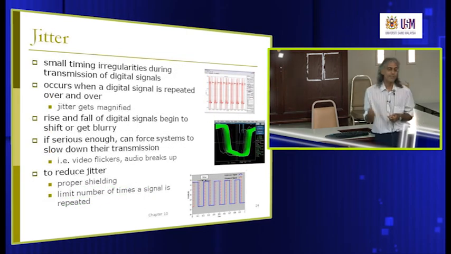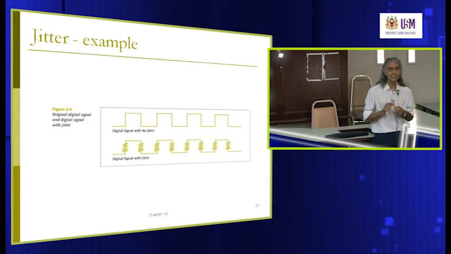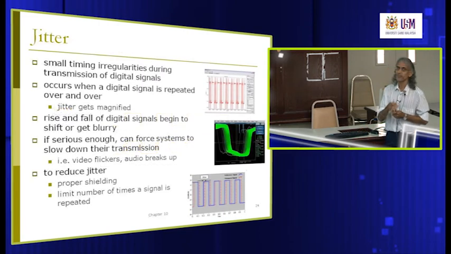The final type of problem in transmission is so-called jitter, right? Jitter is something like this. It's basically like the signal shakes. The signal is not clean. It shakes a little bit. It's just like an earthquake. If you have an earthquake, everything shakes and wobbles. So it's not a clean signal, right? So that's jitter.